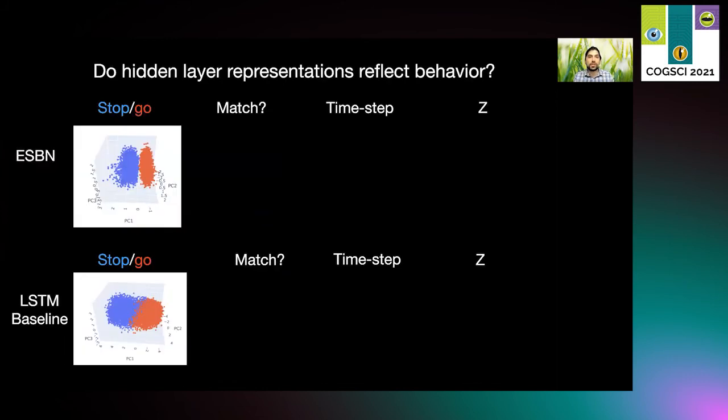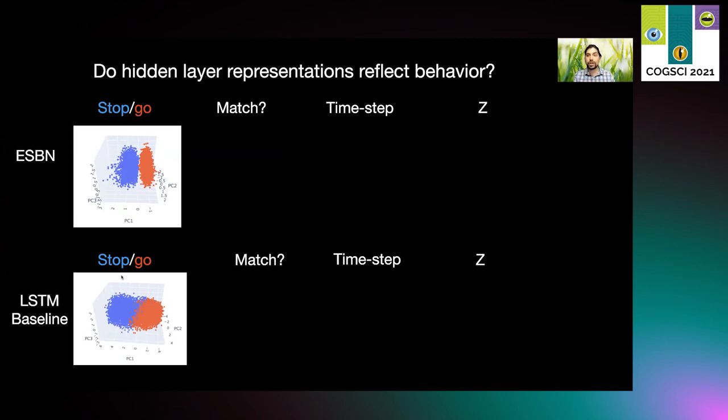We can also ask, do the hidden layer representations of the controller reflect this systematicity in any way? And so we have the ESBN network and we have the LSTM baseline. If we look at the first few principal components of the hidden layer and color them by whether the network said stop or whether it continued, of course, you can see that there's a clear separation there, because the network either stopped or it continued, and there should be a way to see that.